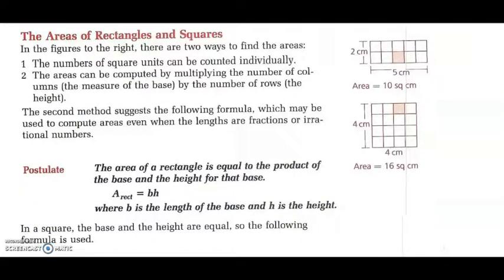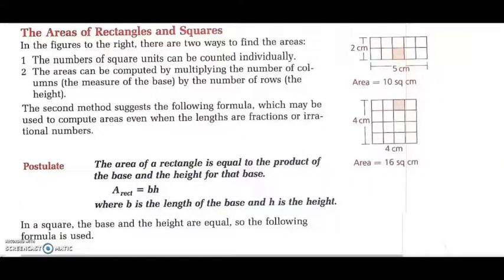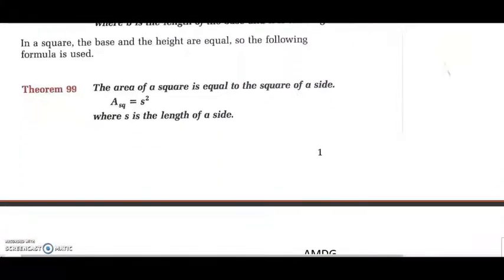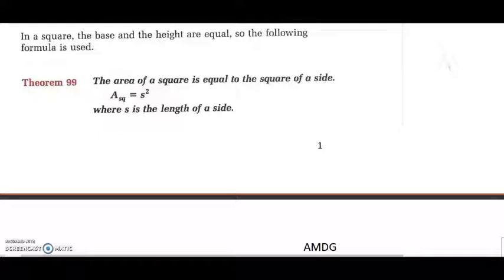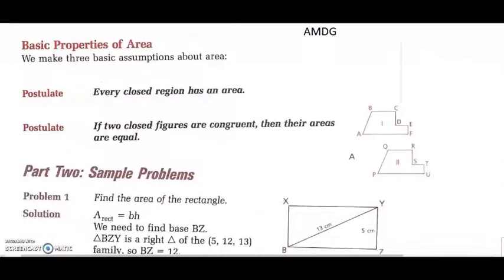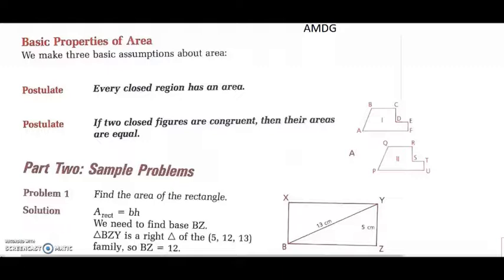The areas of rectangles and squares can be found by multiplying the base times the height. In a square, considering that the base and height are equal, you could simply take the sides squared. Every closed region has an area. If 2 closed figures are congruent, then their areas are equal.